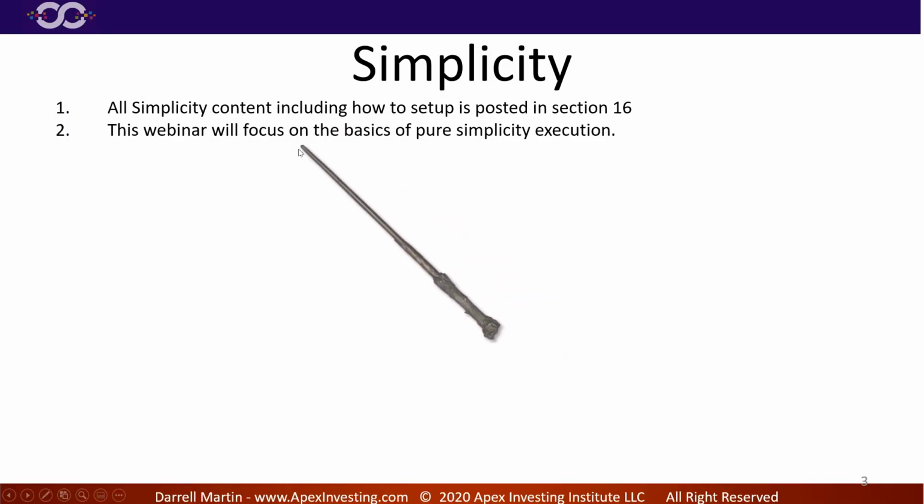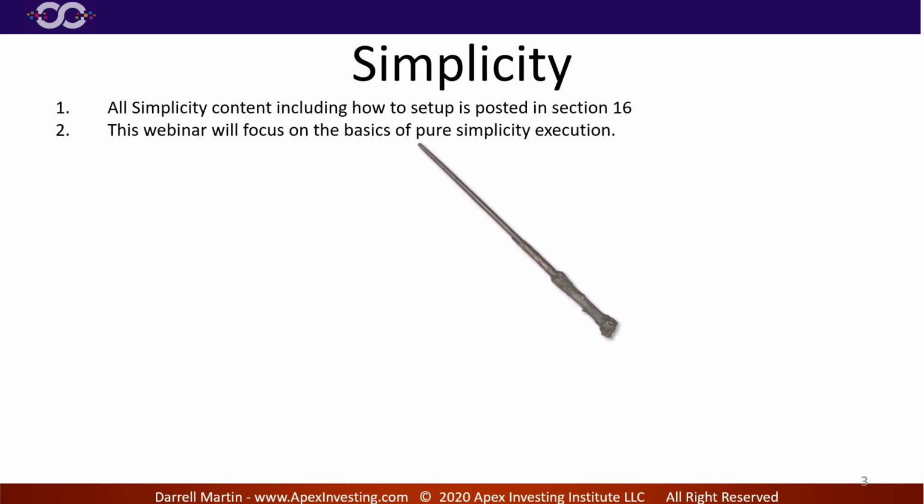This webinar is going to focus on the basics of pure Simplicity execution. Okay? So that's what we're going over, to make sure that you understand doing a pure Simplicity trade. I've talked about doing it in combination with other sniper trades. This is going to go into actually executing Simplicity based on Simplicity alone. Okay, we still use the sniper charts to look for levels, but don't necessarily have to have a sniper entry from one of the other sniper plays besides Simplicity.